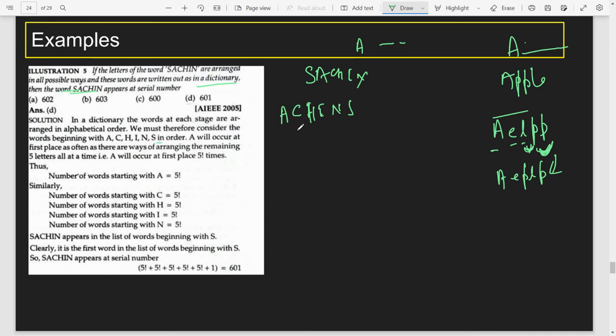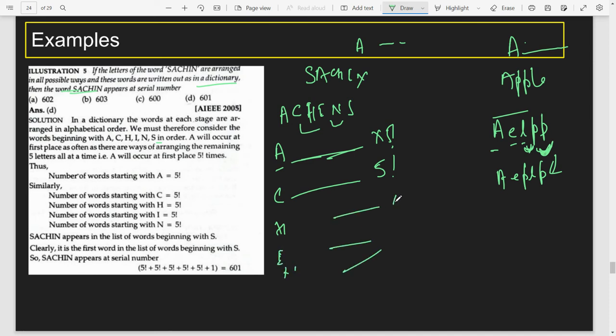Now we can arrange these letters. Let's keep A fixed, because the word Sachin is starting with S. If A is fixed, then all the other five letters can be arranged in 5 factorial ways. Now let's keep C as fixed. Then again we have 5 factorial more words. Then keep H as fixed, then I as fixed, then N as fixed.